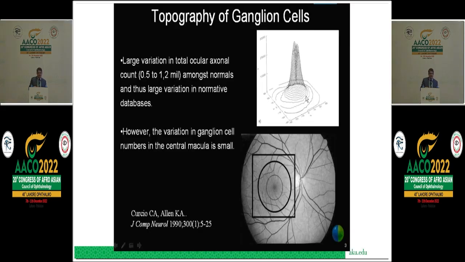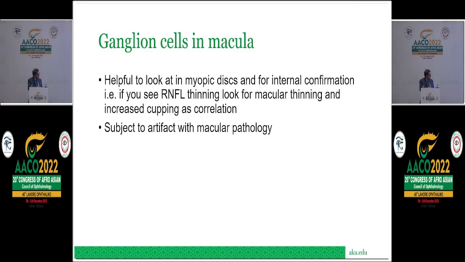Why is the ganglion cell analysis in the macula so useful? When we look at the overall ganglion cells, there's a large variation amongst normals, but in the macula area, the fluctuation is much less in terms of ganglion cell count, and that is the highest region, of course, of ganglion cells. So it is worth looking at that area in more detail, and you can probably do it with the machines that you have.